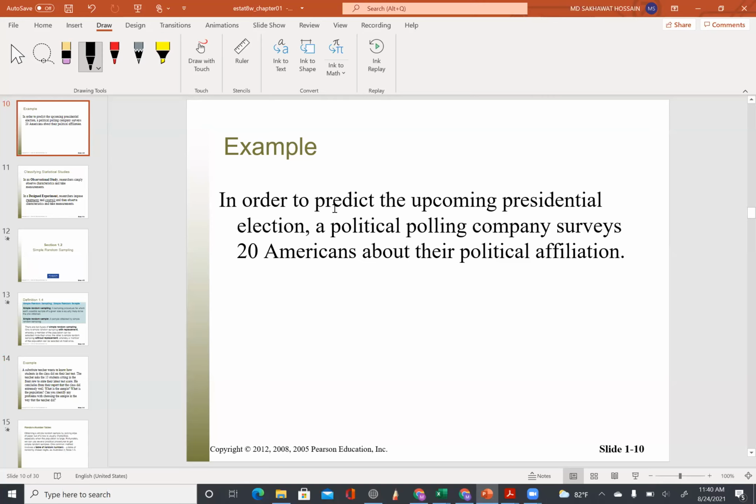So there is another example. In order to predict the upcoming presidential election, a political polling company surveys 20 Americans about their political affiliation. So they only asked 20 Americans. Here the 20 Americans is the sample, and all the Americans is our population in this case, right?